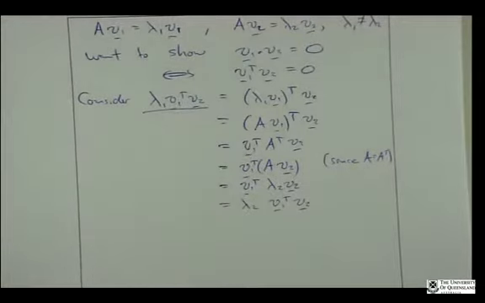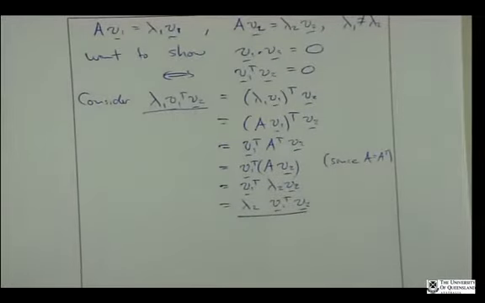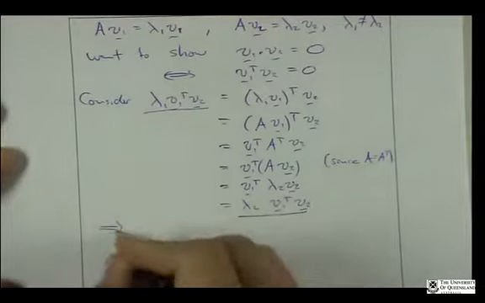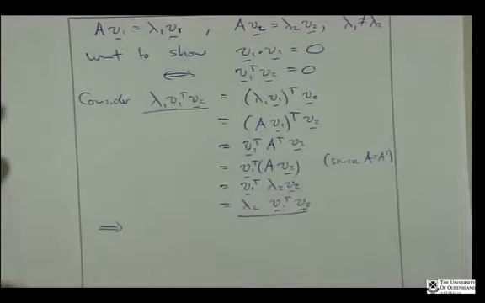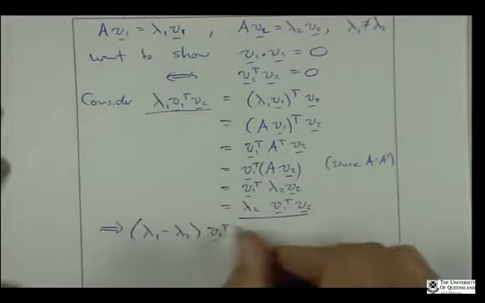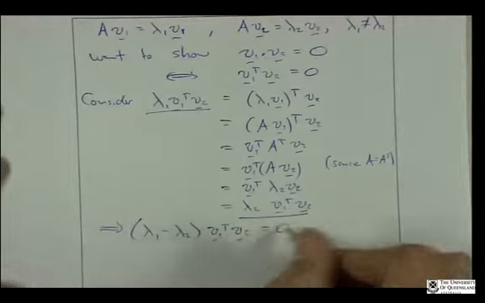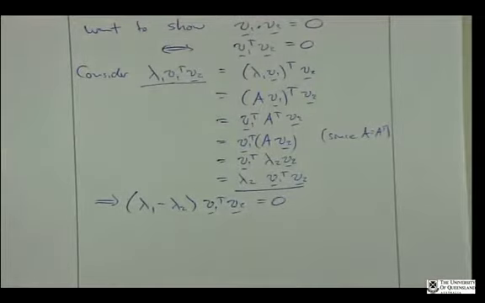So what have we shown? We've shown that lambda 1 multiplied by V1 transpose V2 is equal to lambda 2 times that same product of a row vector by a column vector. So I can rewrite this equation by moving the term involving lambda 2 over to the left-hand side and write it as lambda 1 minus lambda 2 multiplied by V1 transpose V2 equals 0. So I've got a product of two numbers equal to 0.